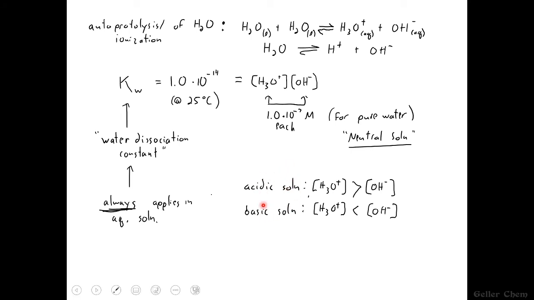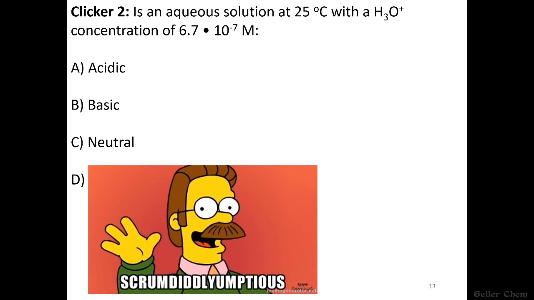But in either type of solution, whatever these concentrations are, they'd better still multiply to 1.0 times 10 to the minus 14, because this Kw always applies in aqueous solution. And we'll see why that is in a later lecture. After that comes a clicker, which just tests to see if you can figure out, is this solution of that concentration hydronium ions acidic, basic, neutral, or... Scrum-diddly-umptious. And while we'll do it in Zoom, I'll give you a hint. It's not D.